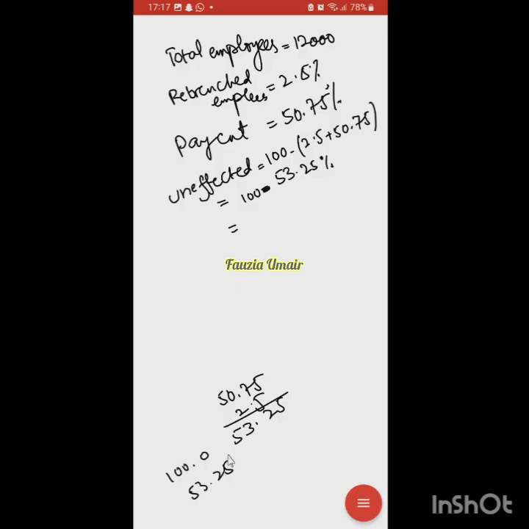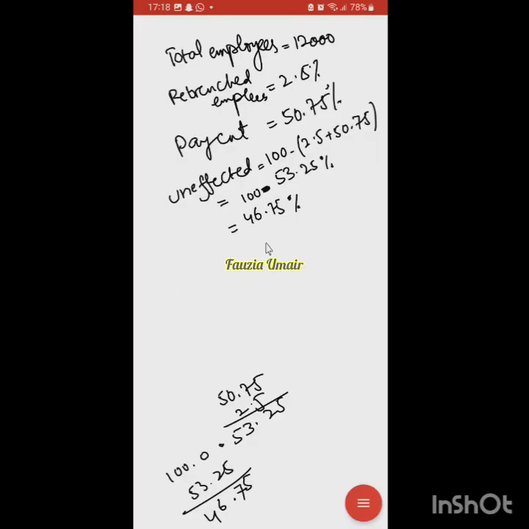53.25. तो ये क्या आएगा? 9 minus 5 is 4. Point. So how many will come here? Six. 9 minus 5 is 4. So this is 46.75%. इतने लोग unaffected हैं.